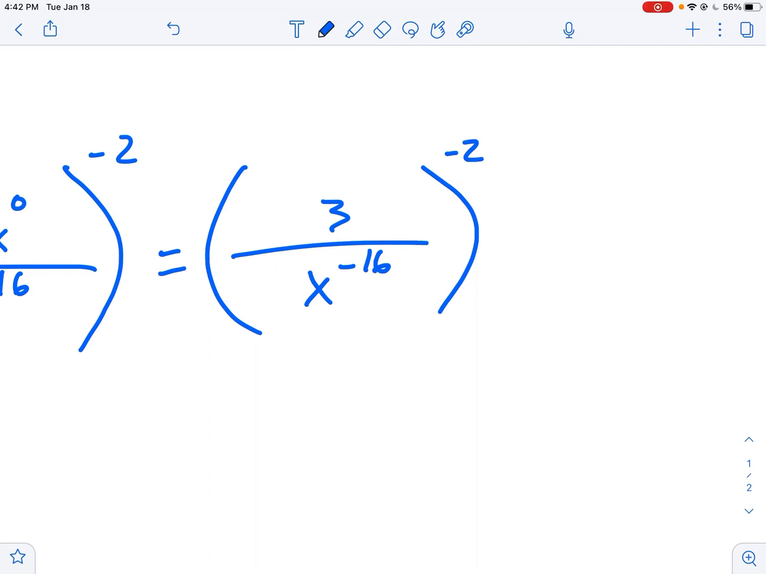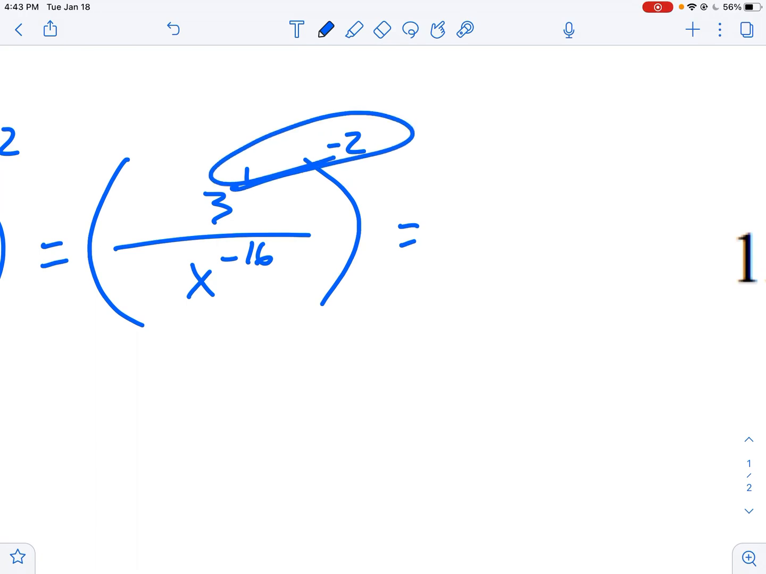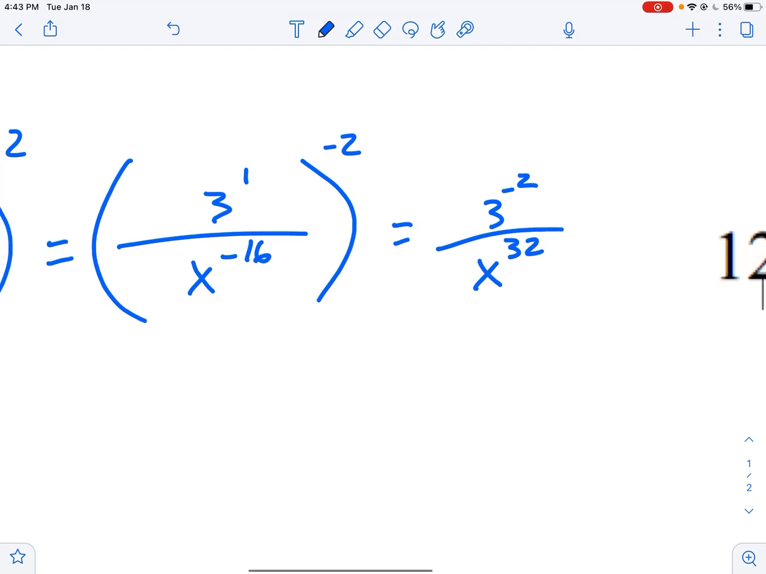But now I'm here. And once again, I have something inside and a power. It's got an exponent. So actually, I need to do these exponents inside times by the exponent on the outside. So this 3 does not have an exponent on it. But if that's the case, just remember the exponent's always 1 if there's nothing there. And now I'm going to take these and times them together. So 1 times negative 2. And then I got negative 16 times negative 2. And that's going to be 3 to the negative second power. And then down underneath, I got x to the positive 32nd power.